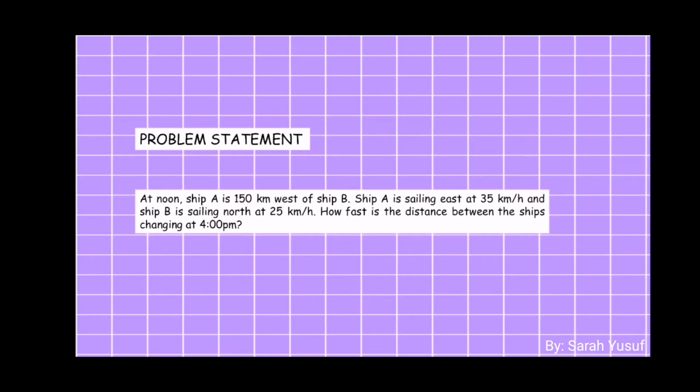This is the question that we decide to discuss about. At noon, ship A is 150 km west of ship B. Ship A is sailing east at 35 km per hour and ship B is sailing north at 25 km per hour. How fast is the distance between the ships changing at 4 p.m.?